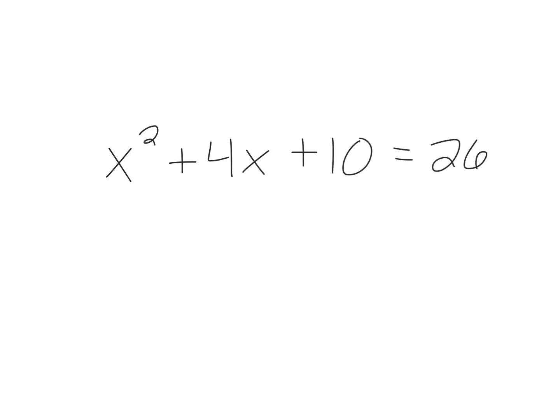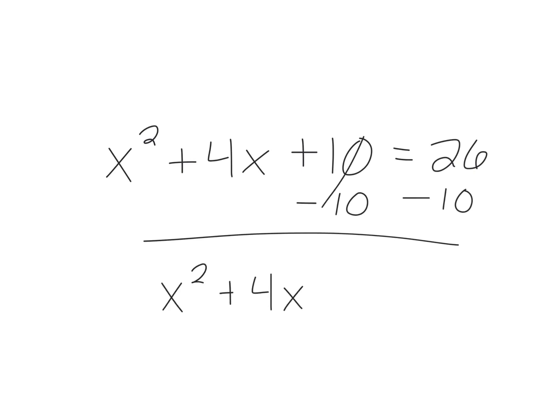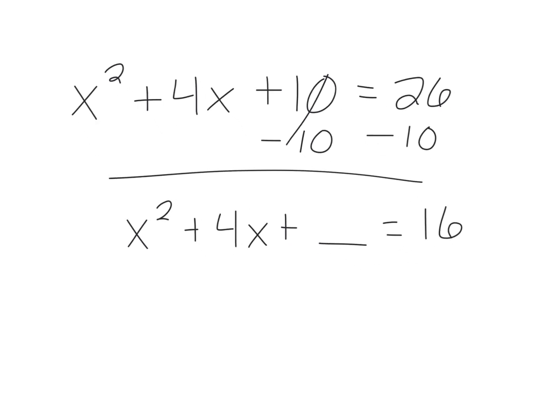Can this be factored? Don't think about the equals 26 right now. Can that left side be factored? No. So how can we make this a little nicer? Is there a number that could work better than 10? Okay. So if I subtract 10 over, I have x squared plus 4x plus blank equals 16. Is there a number we can put here that's going to make it complete the square?